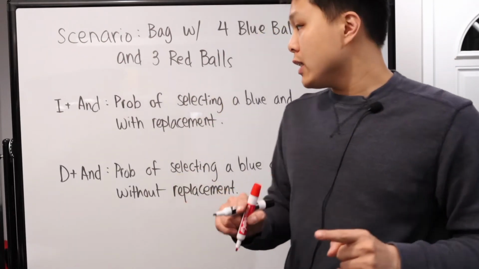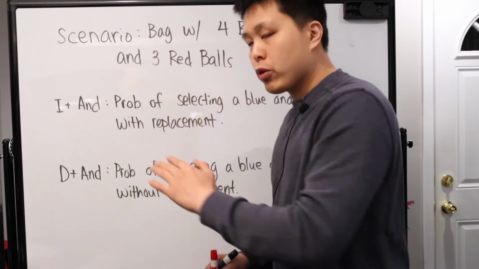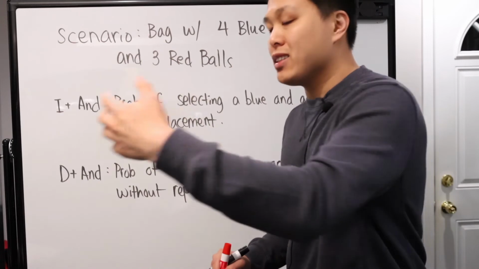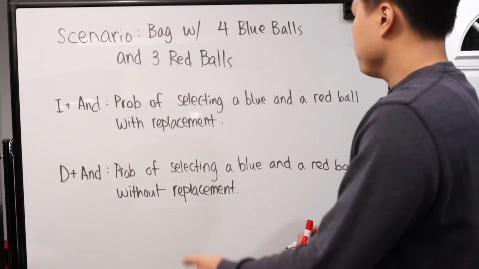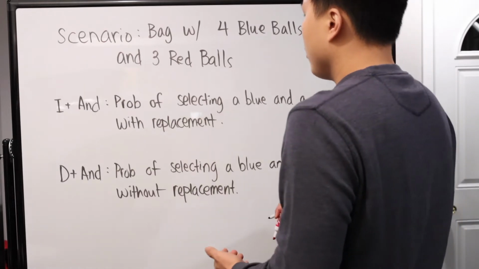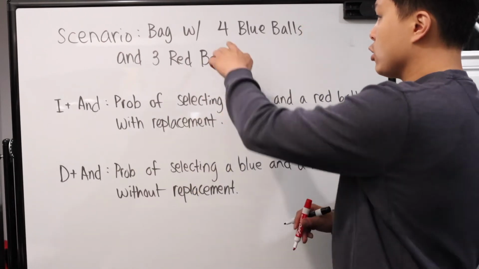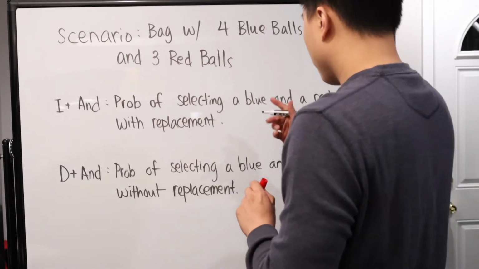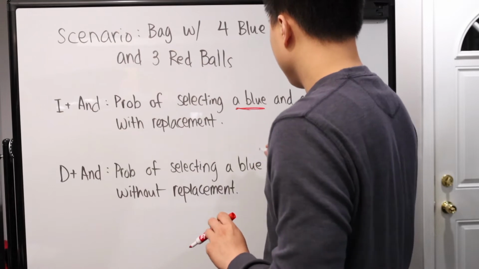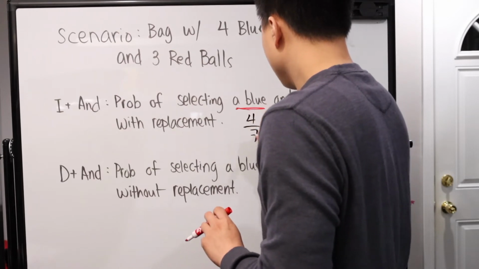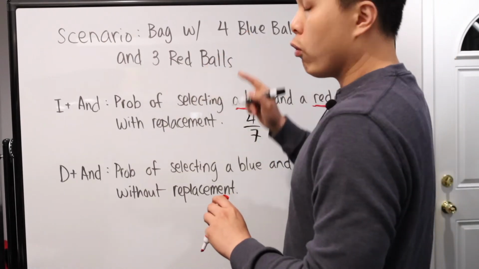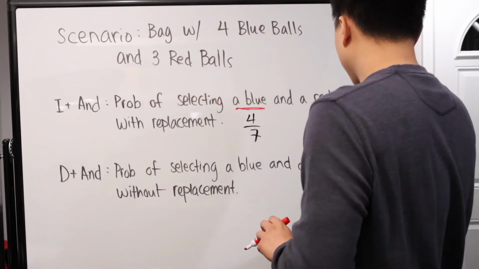The probability of selecting a blue ball and a red ball with replacement. Notice, with replacement makes it pretty obvious. That means when I get one of the balls, I'm going to put it right back in the bag and then select a second ball. So the probability of selecting a blue and then a red ball with replacement is fairly simple. There are 4 blue balls and a total of 7, so the probability of selecting the blue ball is 4 over 7. And the probability of selecting a red ball is 3 over 7, because we put the ball right back.